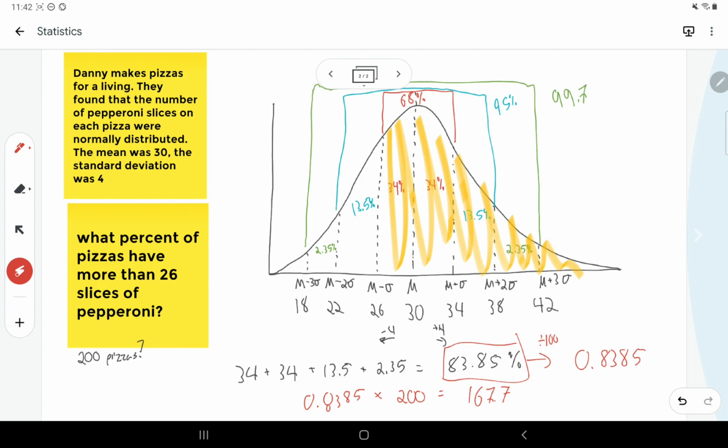Okay, so that is how to check to see if something is normally distributed. That is what normal distribution is, and that is how we use normal distribution curves to analyze a data set.